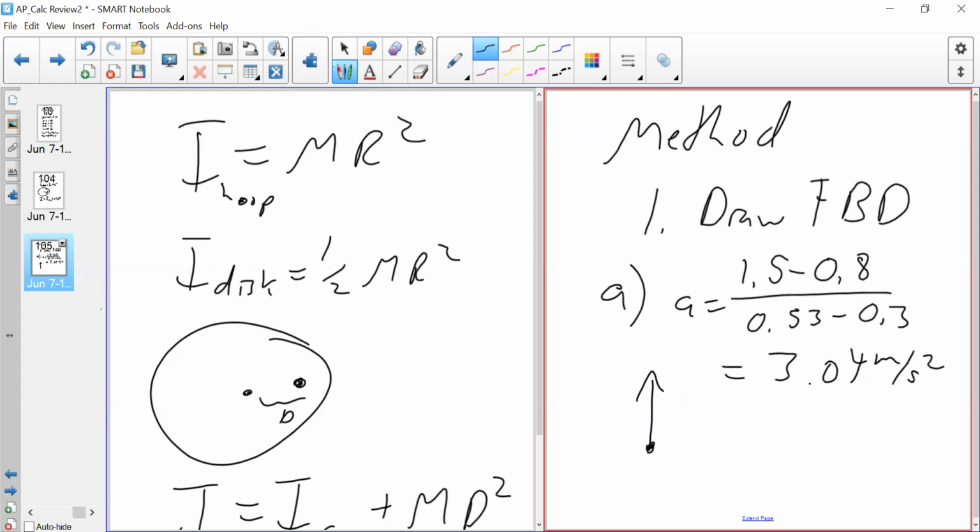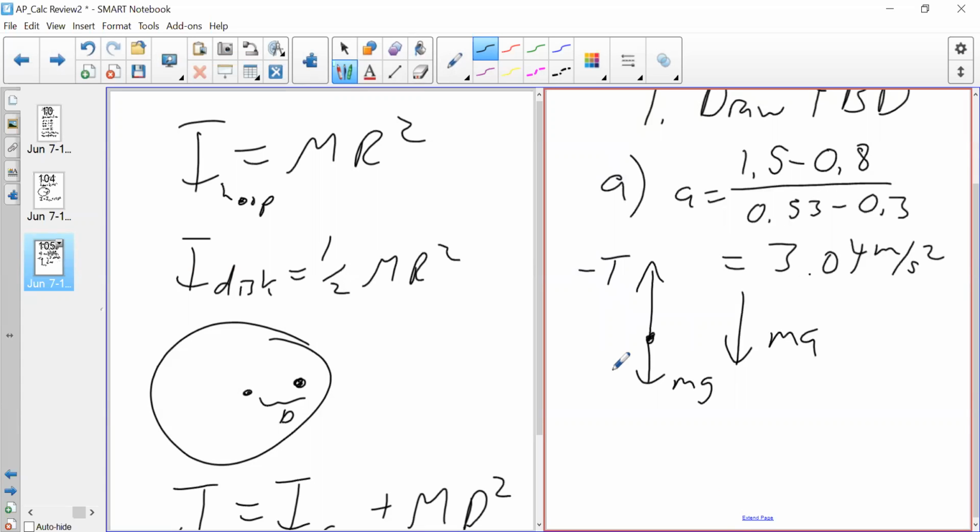The second thing is we want to draw a free body diagram on that falling mass. So we have negative tension here, and then we have mg. Why is that negative? Because ma is this way, and the tension goes opposite the acceleration. So our force equation will be mg minus T equals ma.